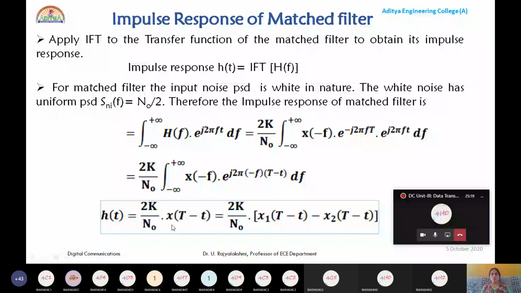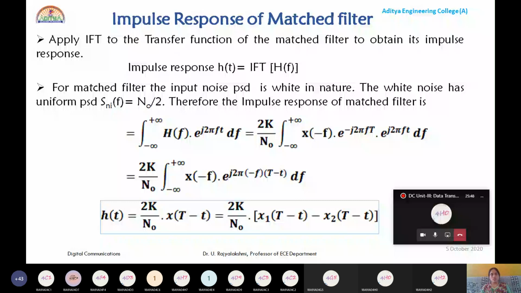Is this okay to everyone? Can we move to the next slide? Please, one of you respond. Is it okay? Can we move to the calculation of probability of error for matched filter? Okay, ma'am, thank you.